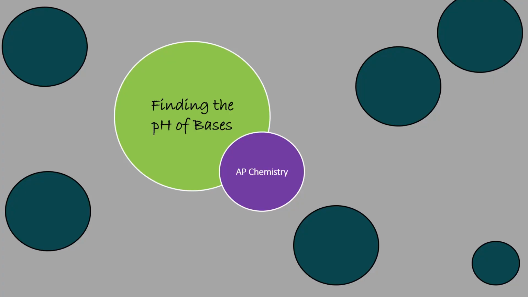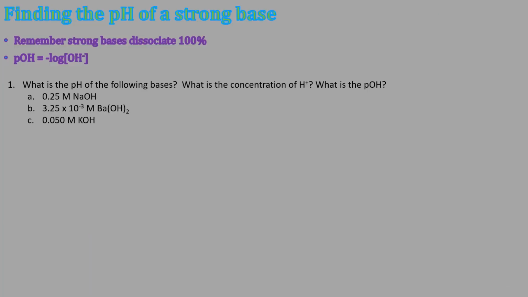Alright guys, so in this video we're going to find the pH of bases, so strong bases and weak bases. You need to know your strong bases for this so that you know which ones are weak. Remember that strong bases dissociate 100%, and to find the pOH you take the negative log of the hydroxide concentration.